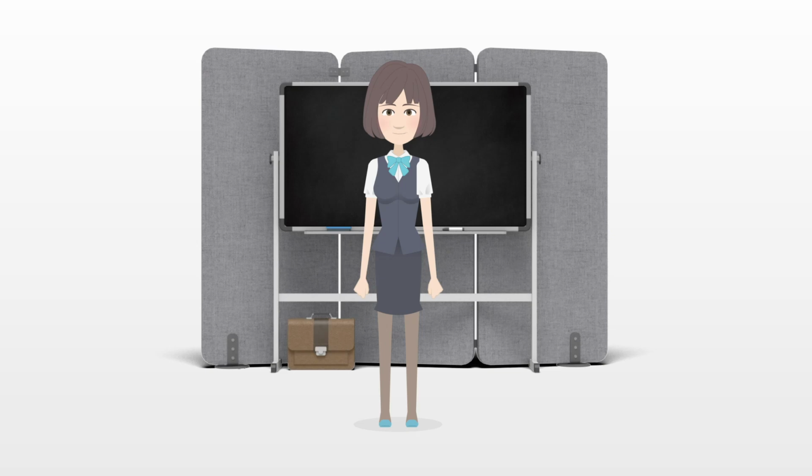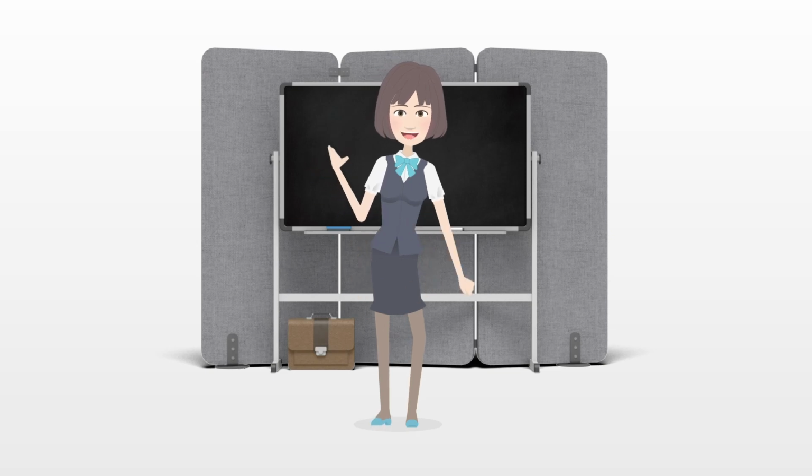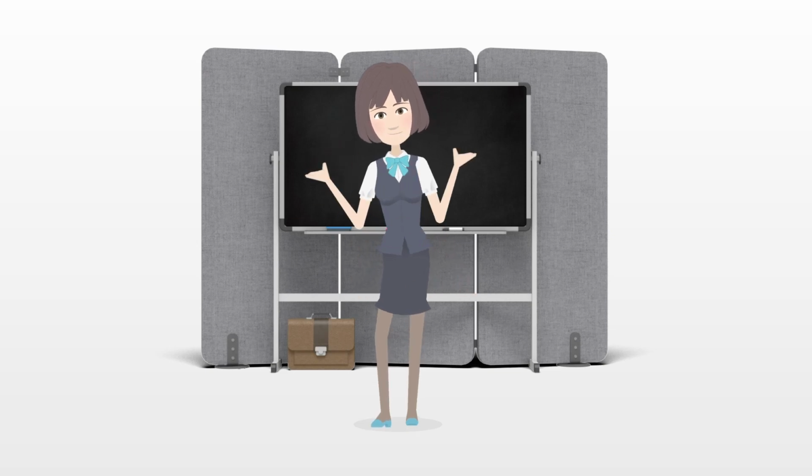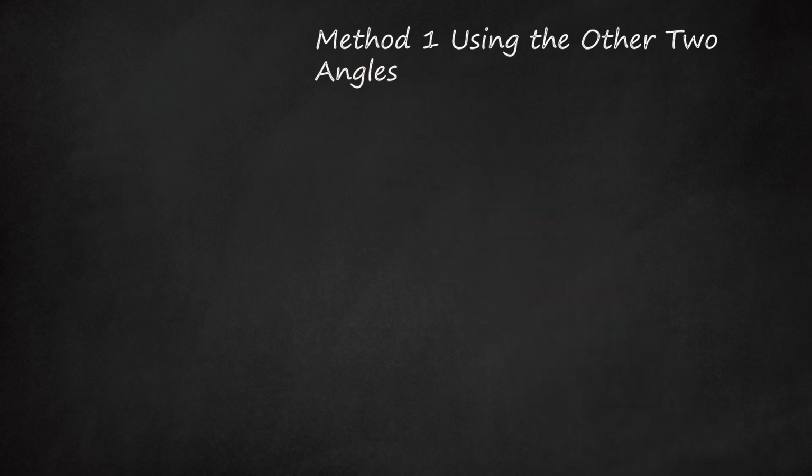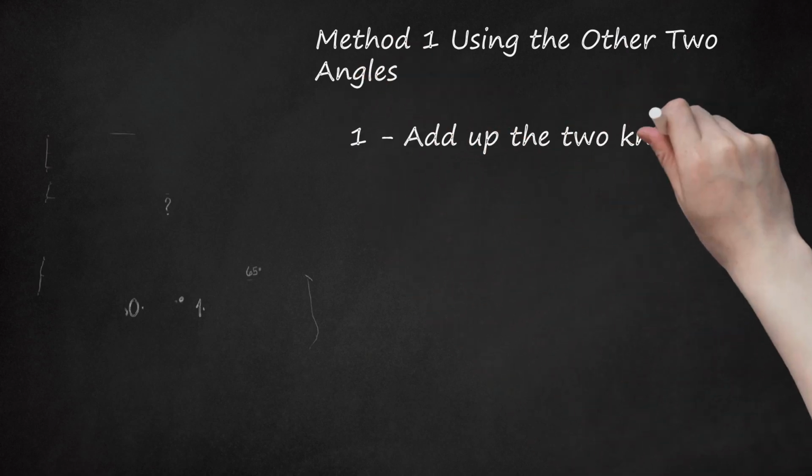If you want to know how to find that elusive third angle of a triangle, see Step 1 to get started. Method 1, using the other two angles. 1. Add up the two known angle measurements.